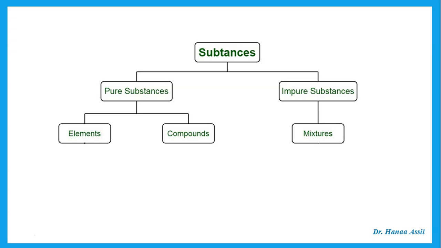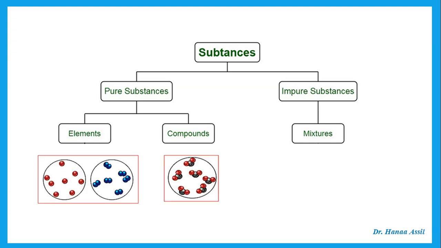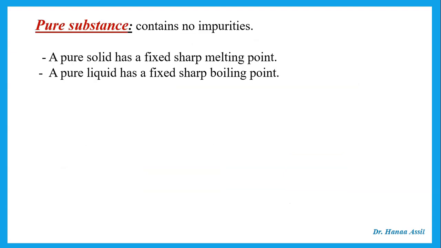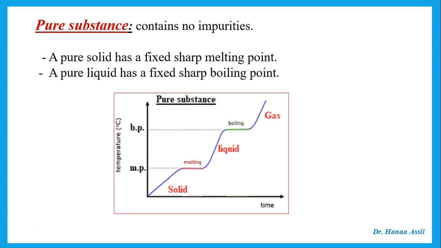Now we know that substances are either pure or impure. The pure substances are either elements or compounds. The impure are usually the mixtures. So mixtures are impure substances. A pure substance is something that has no impurities, nothing added to it. And you should realize that a pure substance has a fixed, sharp melting point and a fixed, sharp boiling point.